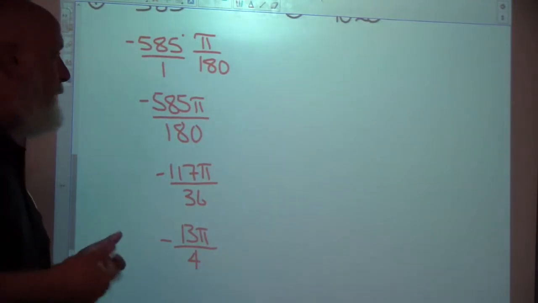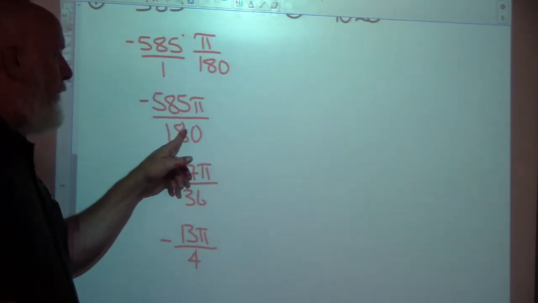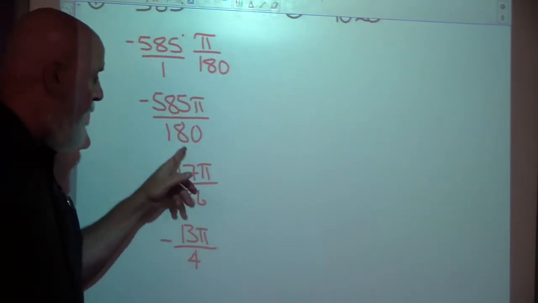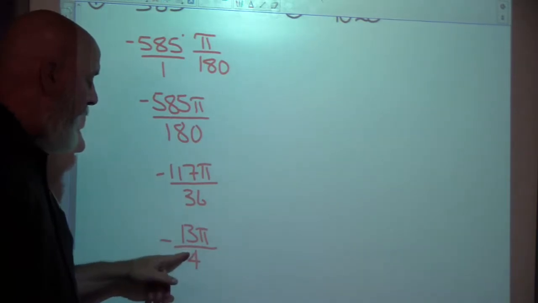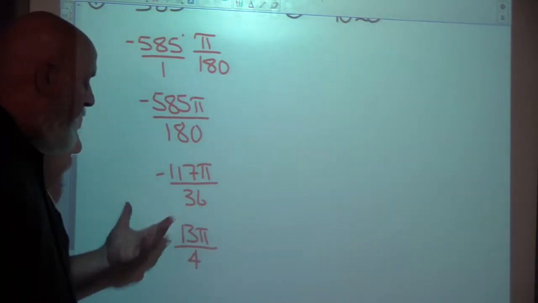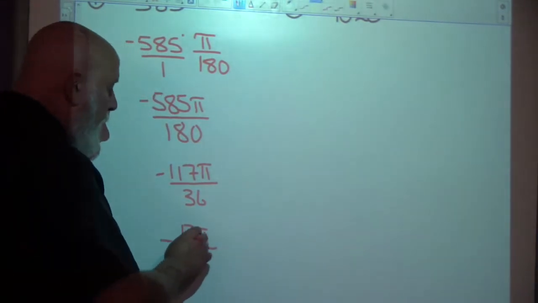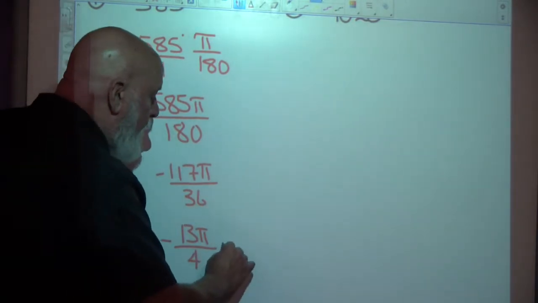I just started dividing it by things that I knew would go into it. I divided them both by 5 because I saw that they would easily divide by 5. Then I recognized these will both divide by 9, so I divided them both by 9. And these won't reduce any further, so that's my answer. This is negative 13 pi over 4. Some people write rads.